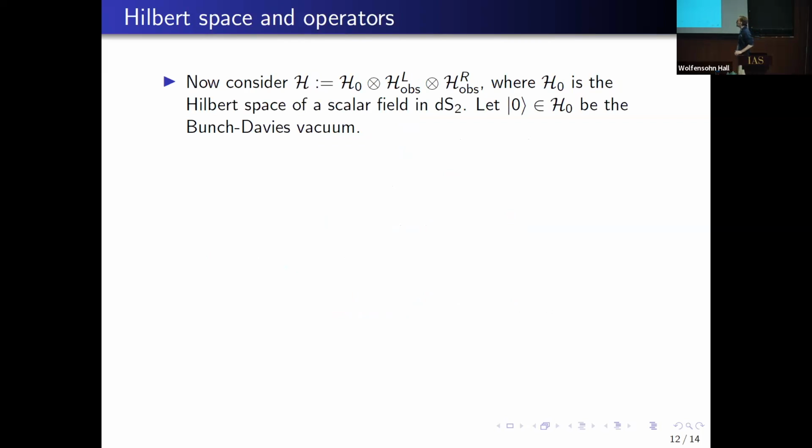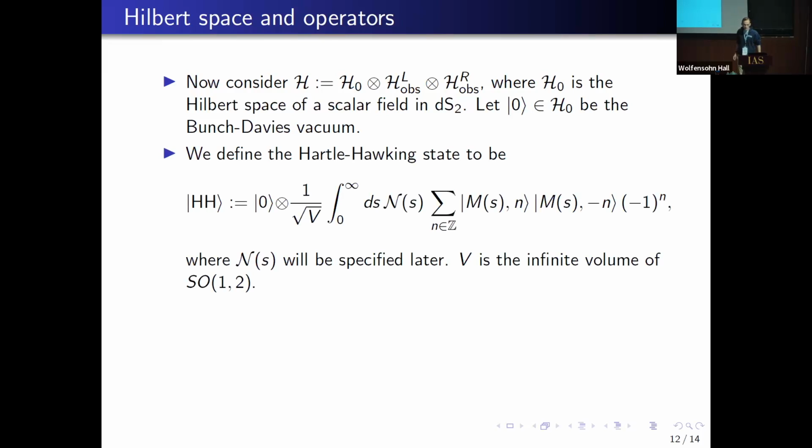Okay, so now the Hilbert space that we're going to consider will have a factor of H0, the Hilbert space of the QFT, as well as 2 copies of the observer Hilbert space, which I'm going to distinguish using left and right. And 0 is going to represent the Bunch-Davies vacuum. So this is going to be the definition of the Hartle-Hawking state. The matter is in the Bunch-Davies vacuum.